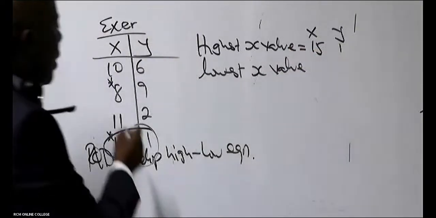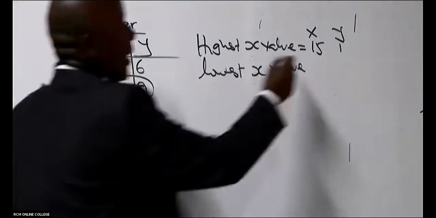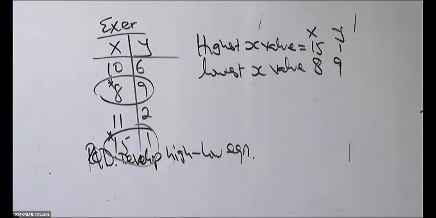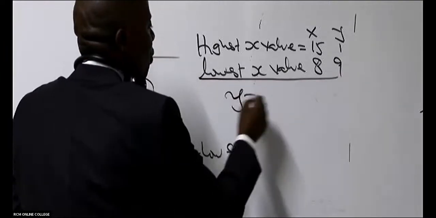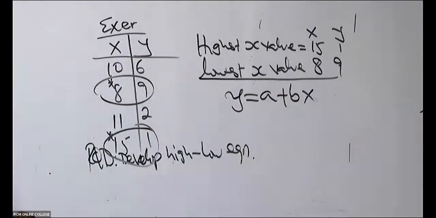And then lowest, now we take 8 versus what here, somebody? Yeah, 8 versus 9, like that. And then now you go and form an equation. Remember, our equation is y equals a plus bx. So now answer your highest point.